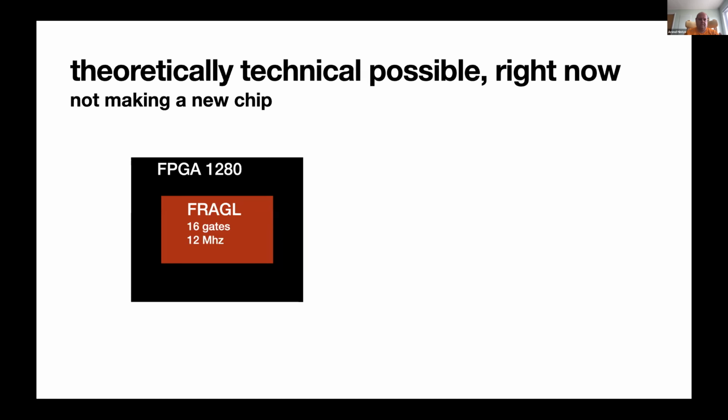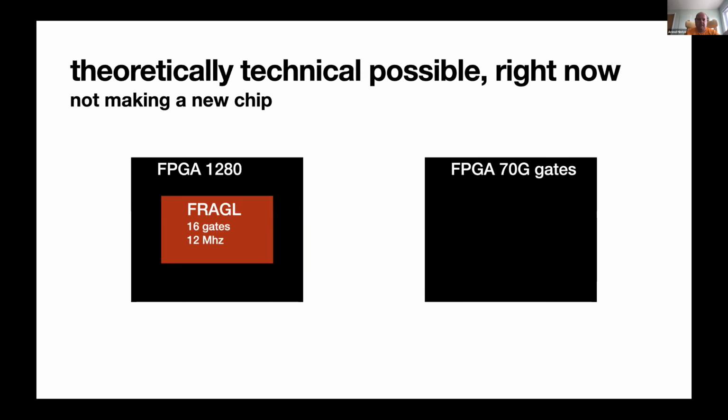Okay, so let's think of what's theoretically possible if we would not make a new chip. So if we take this technology to take an FPGA and make our own chip. The largest FPGA that we have is about 60 billion logic gates, which is a very large chip. Runs again about 2-3 gigahertz, quite fast.